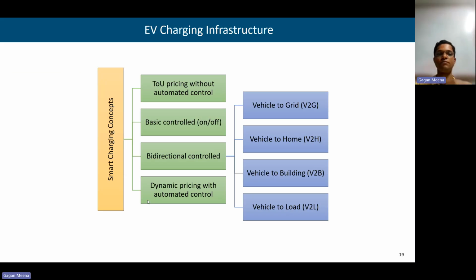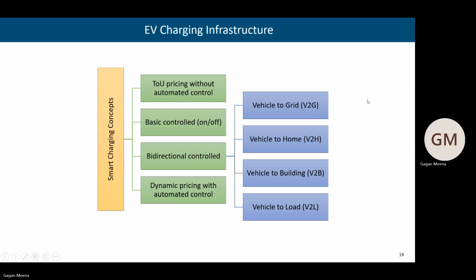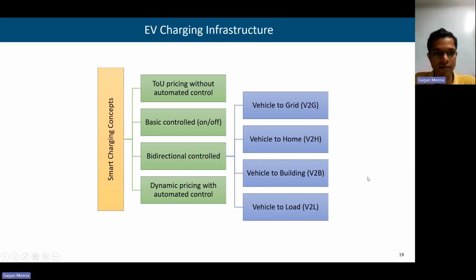There are different smart charging concepts, and one is uncontrolled, what we can say is non-smart charging. Some control is there in the others, but with the uncontrolled one there is no control over the charging process. So that has an impact on the network.